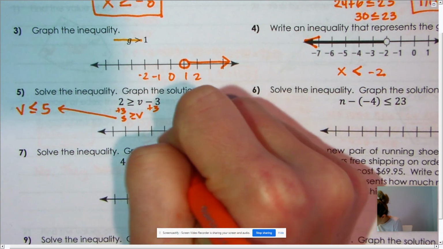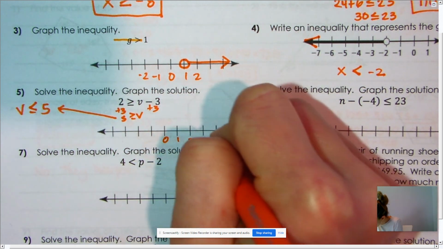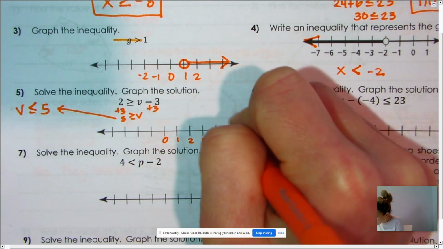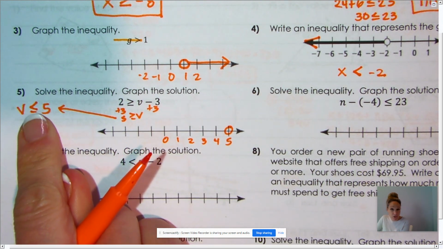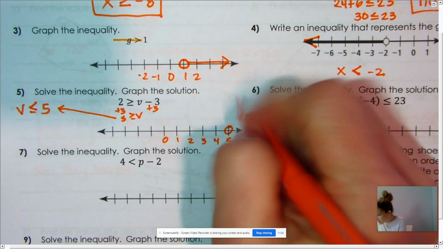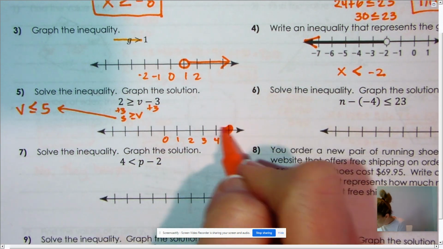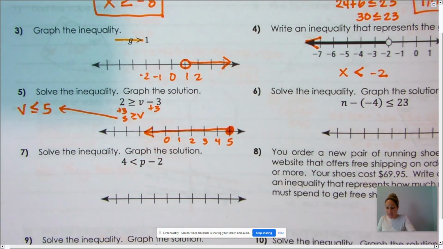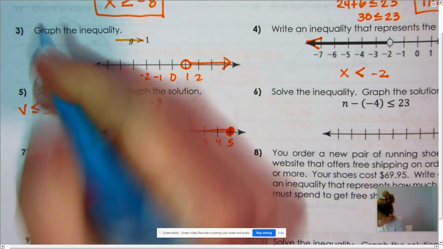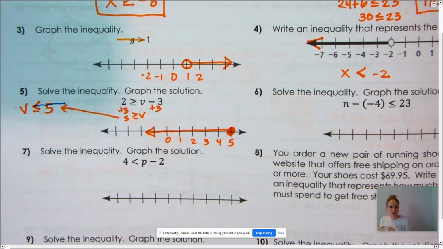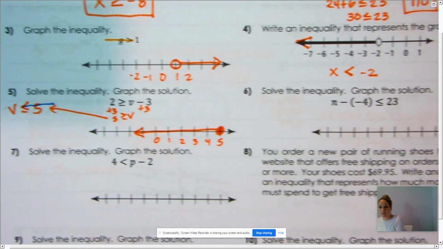So I'm going to put a 0, 1, 2, 3, 4, 5. I'm going to put a circle there. It has an equal to, so closed circle, I color it in. It can equal 5. And then V is less than, so less is to the left. And again, as long as the V is first, you can turn this into an arrow and it tells you which direction to go.